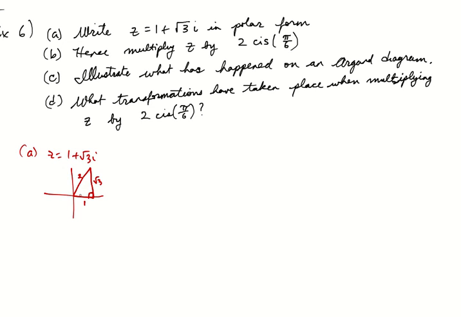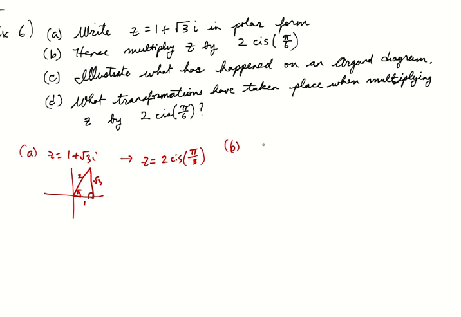Okay, so what's my angle here? This is a 30, 60, 90 triangle. So this side's bigger, so that's 60, so that would be pi over 3. So I could write this as z equals 2 cis pi over 3, because pi over 3 is the angle there. So that's very straightforward. Okay, now multiply z by 2 cis pi over 6.